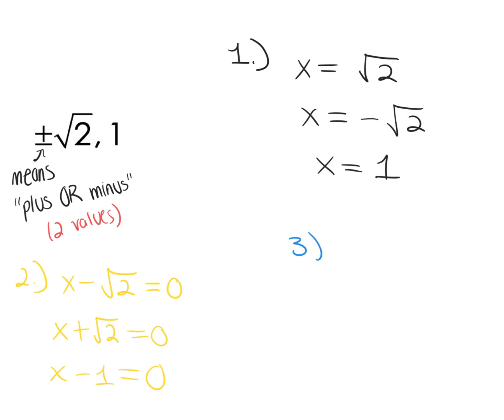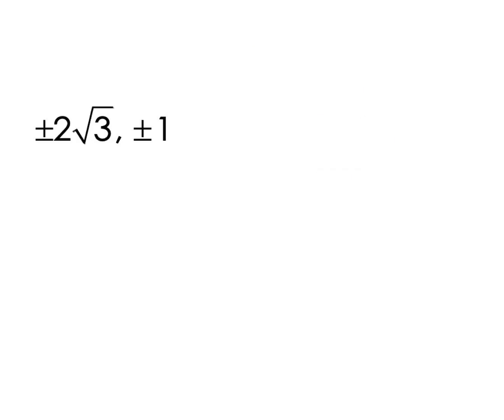And we'll have x minus, let me give myself a little bit more space. So we have f of x is x minus square root of 2 times x plus square root of 2 times x minus 1. Here we have two plus or minuses. So our first step is we'll list all of our zeros. We have x equals 2 square root of 3, x equals negative 2 square root of 3, x equals 1, x equals negative 1.